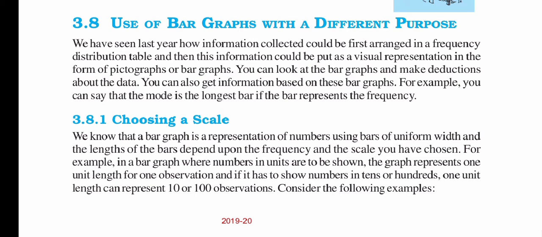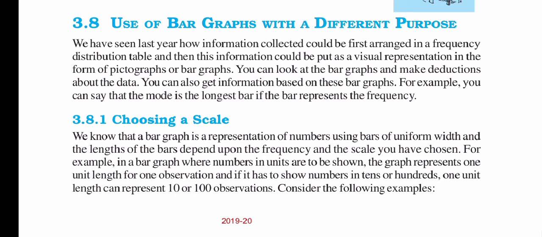Now, choosing a scale. We know that a bar graph is a representation of numbers using bars of uniform width, and the lengths of the bars depend upon the frequency and the scale you have chosen. For example, in a bar graph where numbers in units are to be shown, the graph represents 1 unit length for one observation, and if it has to show numbers in tens or hundreds, 1 unit length can represent 10 or 100 observations. You know how to choose a scale while drawing a bar graph, so they have explained that.